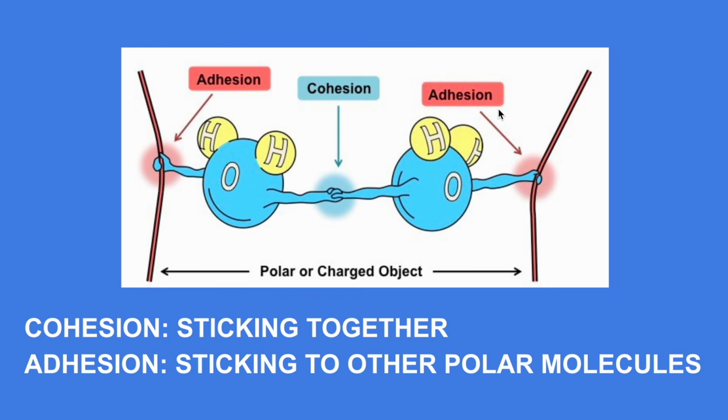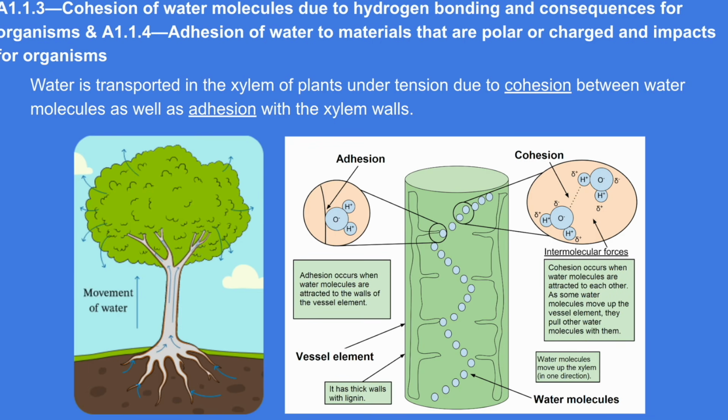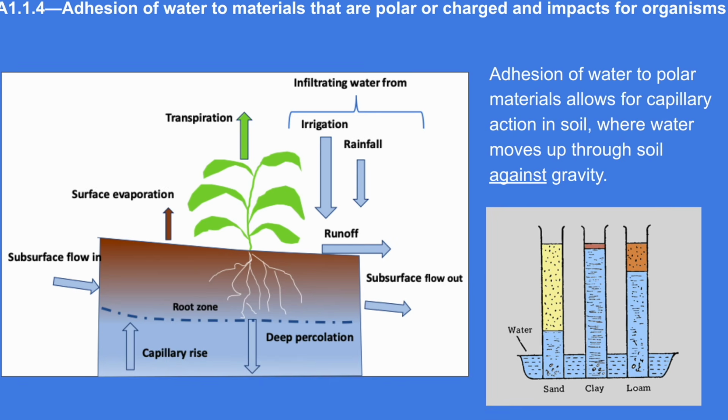Okay, adhesion and cohesion together are what allow water to move against gravity from roots up until the leaves where it can be transpired out. So cohesion is all those water molecules sticking to each other, and then adhesion sticking to the side of this xylem vessel. And so together those things allow for water to be pulled up as the water is being transpired out of the leaf.